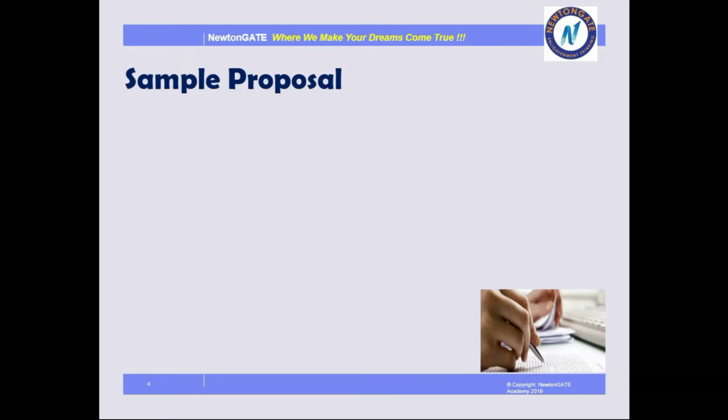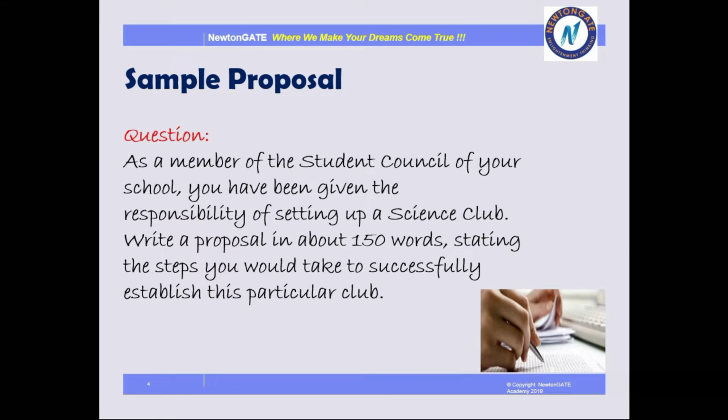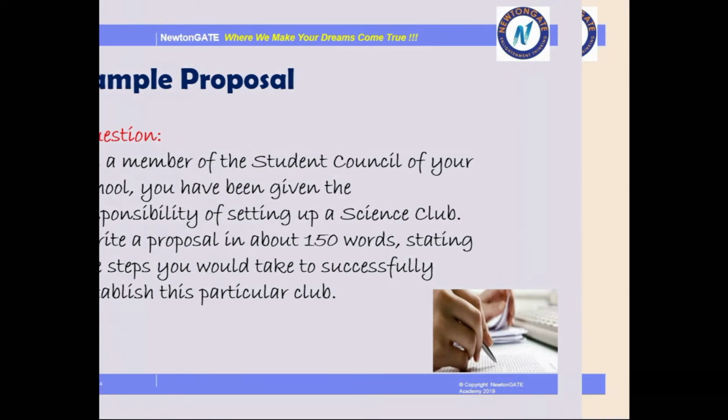Now we are going to see a sample proposal which will help you understand the points in a much better way. Let us look at the question first. As a member of the student council of your school, you have been given the responsibility of setting up a science club. Write a proposal in about 150 words stating the steps you would take to successfully establish this particular club. Now let us look at the solution of it.